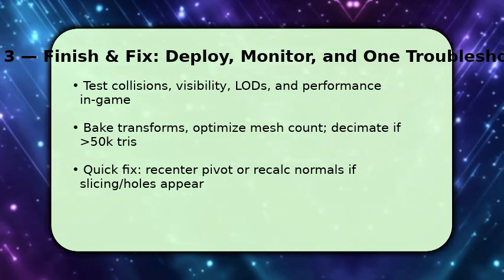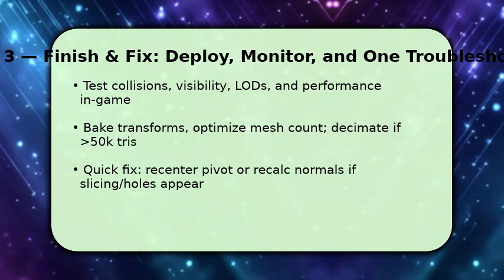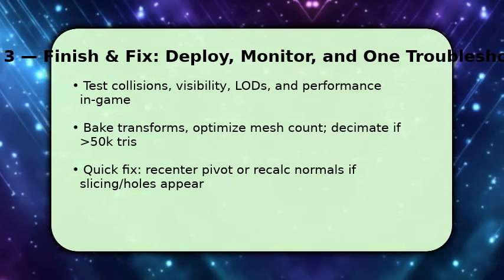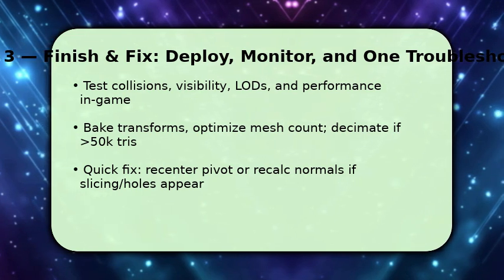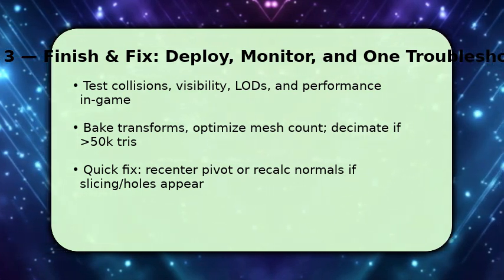If something goes wrong, try recentering the pivot and recalculating normals first. This fixes most slicing and hole artifacts, and makes sure Btools snaps and welds behave predictably.